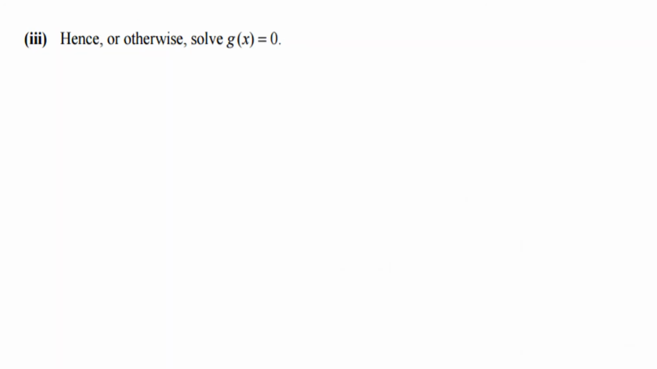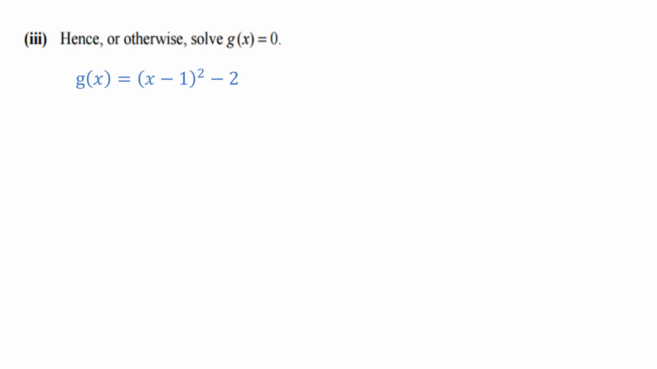It then asks us to hence or otherwise solve g of x equals 0. If you worked the first method, you have your quadratic trinomial. You can work through with factorization or minus b. You'll have to look at it. But what they really want us to do, that hence, is using the form we have. So using this form, solve it.